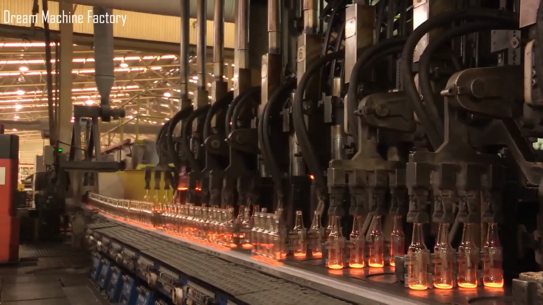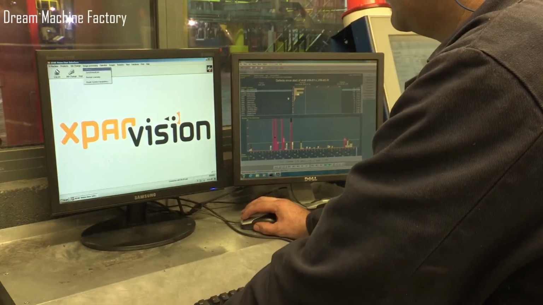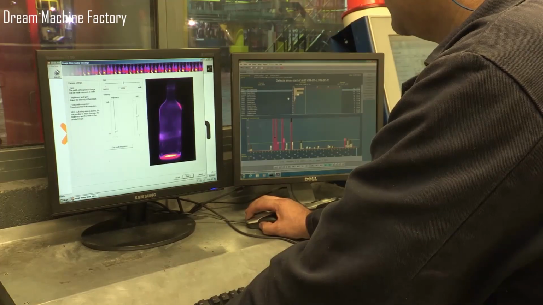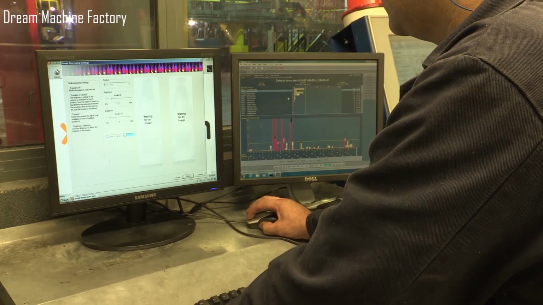XPAR technology uses dual-camera thermal imaging to compare each bottle in real time, detecting thickness variations by measuring heat radiation, ensuring defects are identified and removed before further processing.